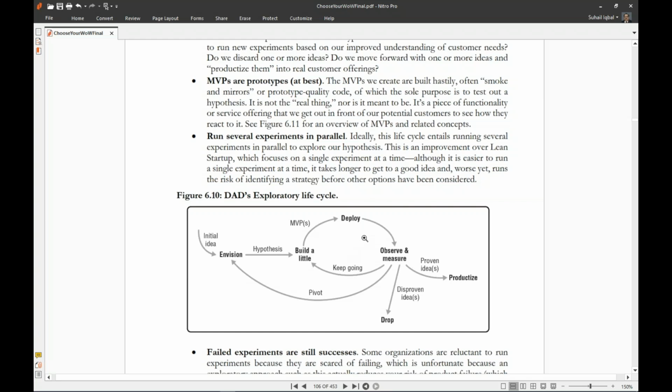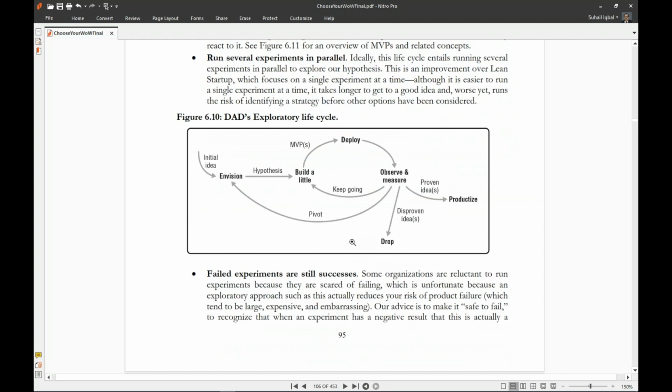So the DAD exploratory life cycle starts with an initial idea, where the envisioning is done and a hypothesis is created, which results in a little building. MVPs are developed, they are deployed, they are observed and measured, and then the cycle continues. Maybe there is a pivot to the envisioning, and then again a new hypothesis, or we may even drop it. Or in case the idea has been proven, that goes to productize.